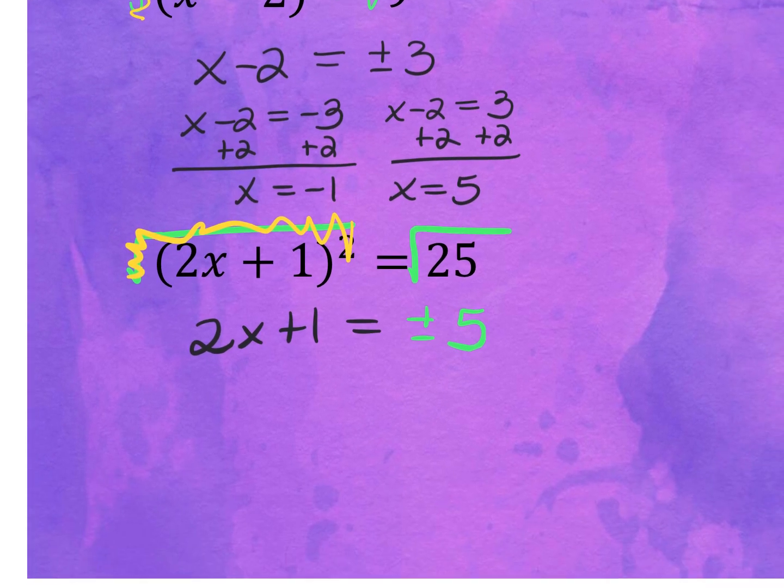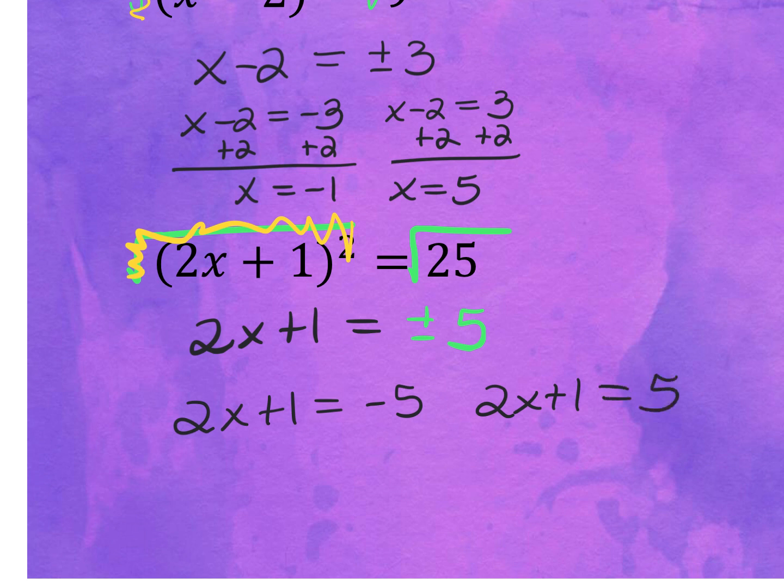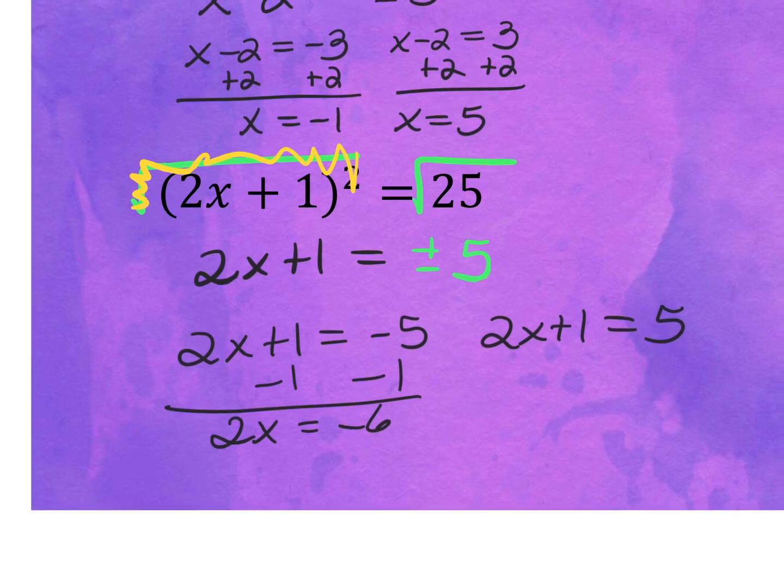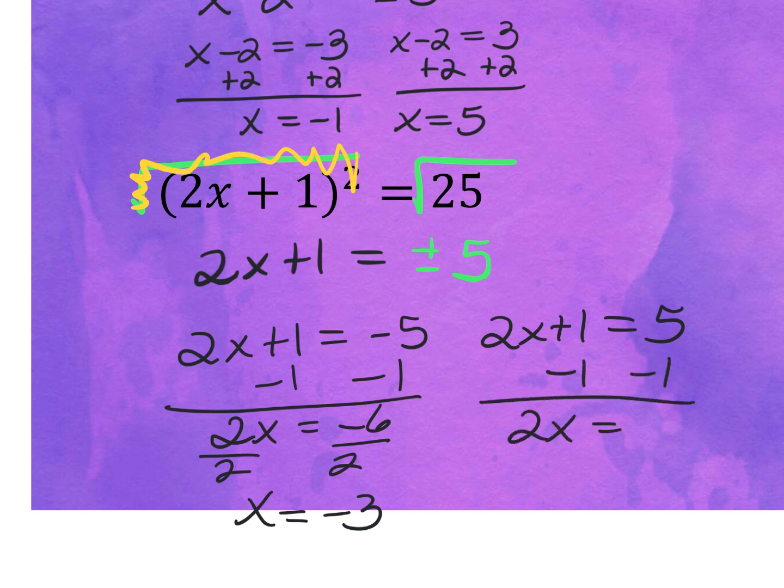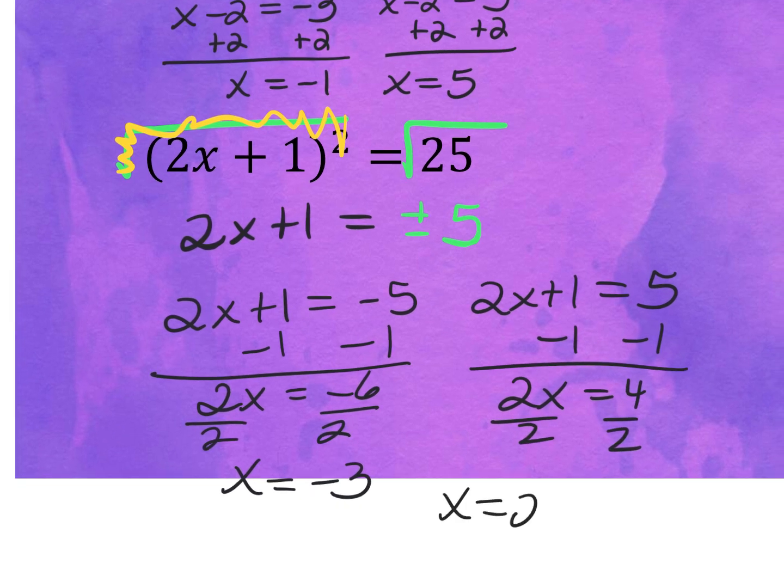And now I need to make two problems. 2x plus 1 equals negative 5. And 2x plus 1 equals positive 5. Subtract the 1. 2x equals negative 6. Divide by 2. x equals negative 3. And then over here, subtract the 1. Divide by 2. And x equals 2. So there are your two answers.